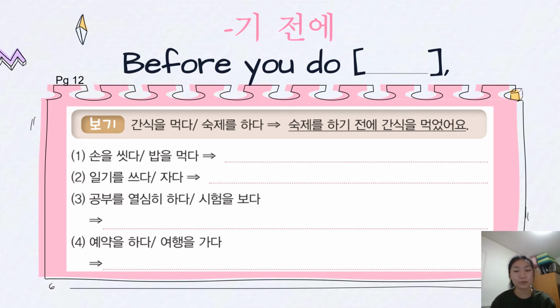Then let's try working on number 1 together. You see these two actions, 손을 씻다 and 밥을 먹다, separated with a slash. In order to eat, we will have to wash our hands first, right? Therefore, we would put 밥을 먹기 전에 and then write 손을 씻어요. So your sentence should look like this. Now try pausing the video and answer this on your own. I will be showing you the answers in a few seconds.